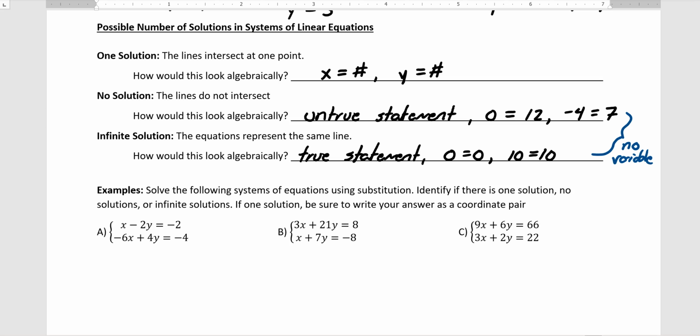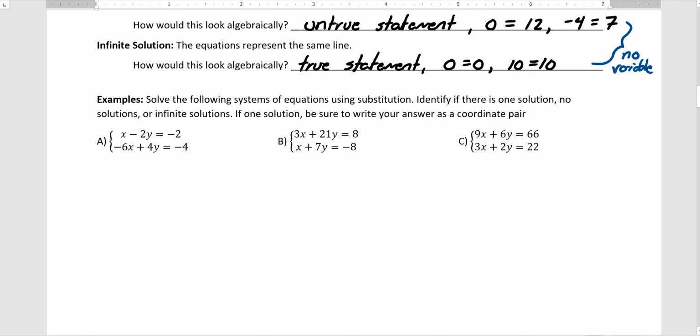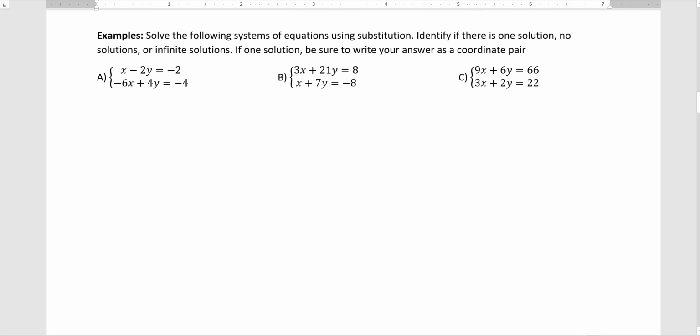All right, so let's try some examples with this new information. So let's look at letter A here. x minus 2y equals negative 2, negative 6x plus 4y equals negative 4. Now we're going to solve this and then identify if there's one solution, no solution, or infinite solutions.